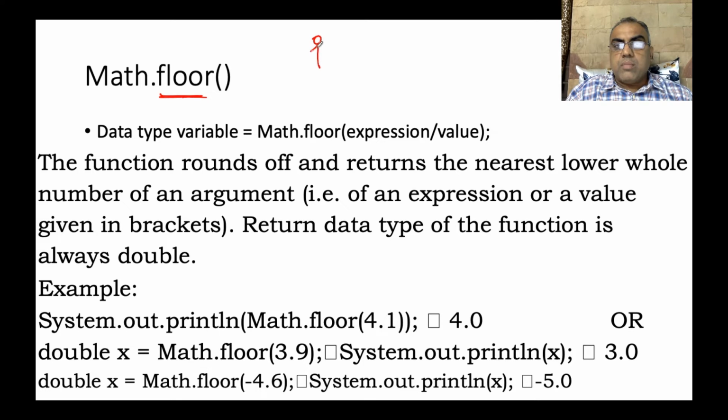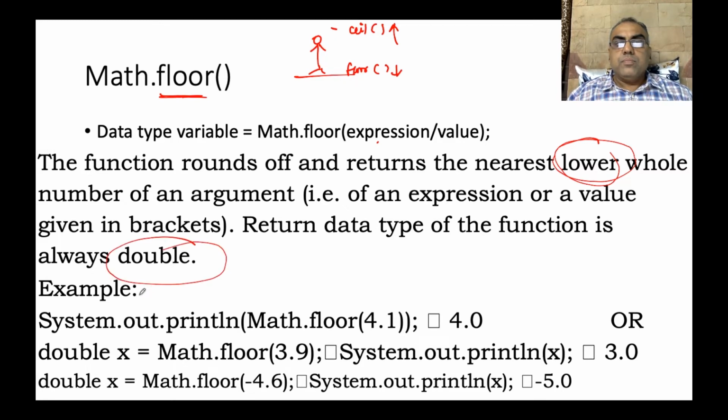So if I imagine a guy standing over here, you will find the ceil is always the higher side, that's a ceiling, and floor is always the lower side. So if you are standing, floor is always lower, so floor is always going to round off the value to the nearest lower whole number, and it also returns a decimal type. So your function syntax is going to be math.floor, with any expression or value which is going to be rounded off to the nearest lower side.